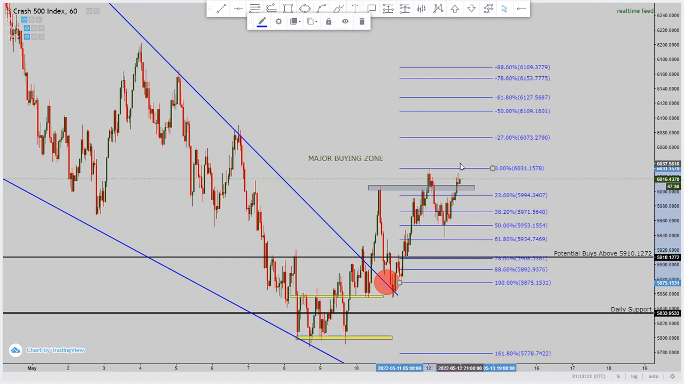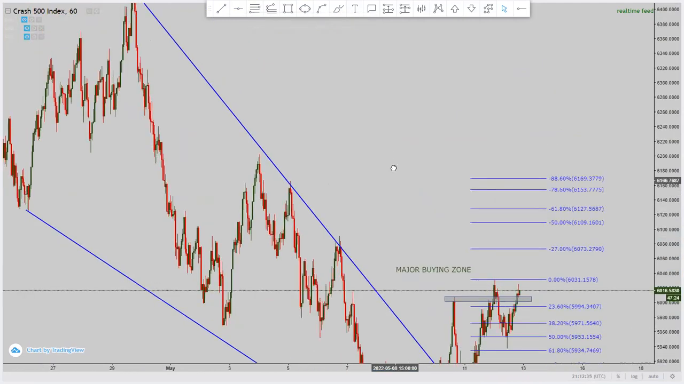So once price comes and breaks our 0% level, definitely we can add more buys all the way to -27 and -61 as your TP2 there. So basically that is what we are seeing on our Crash 500.